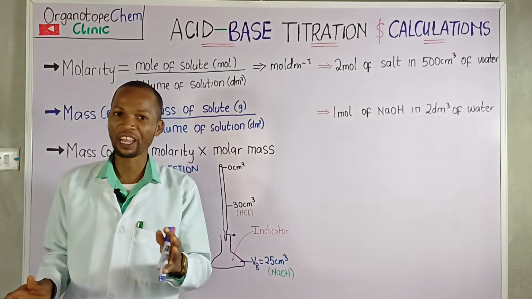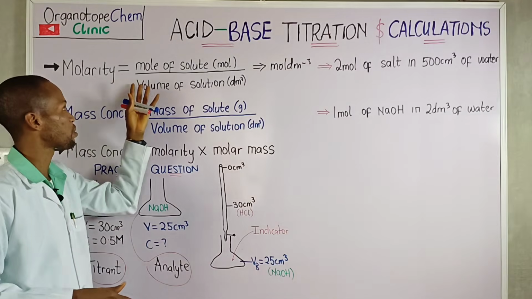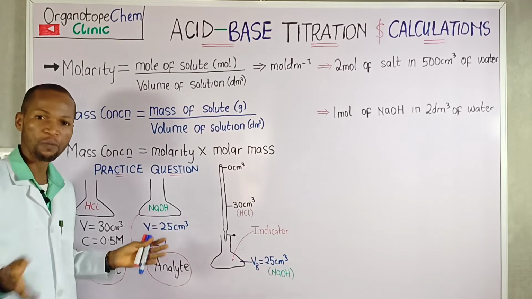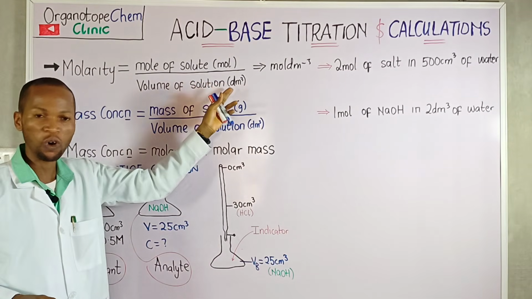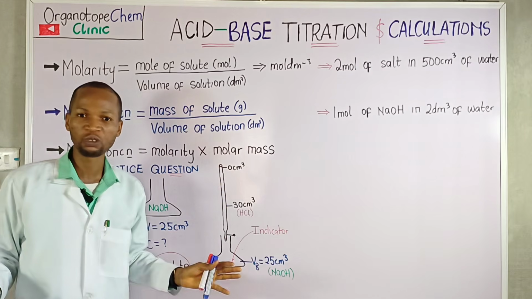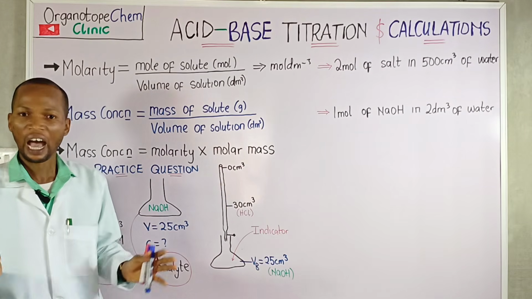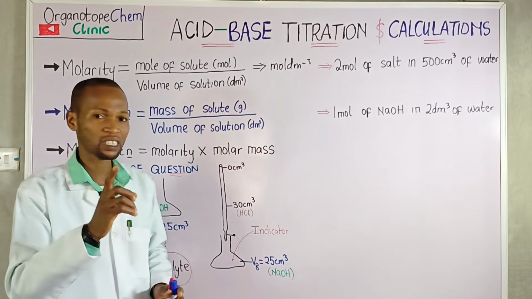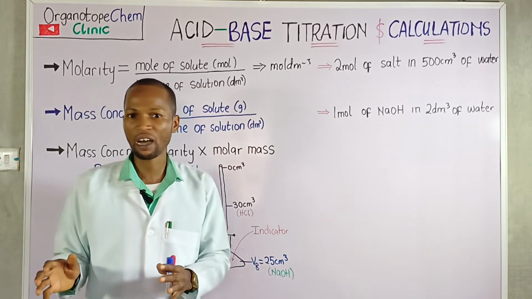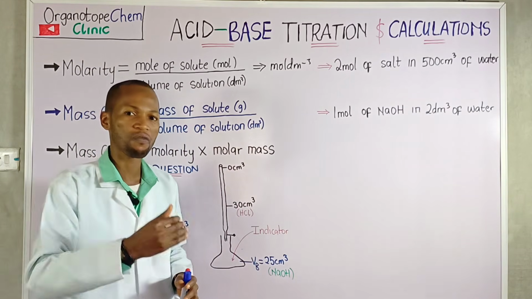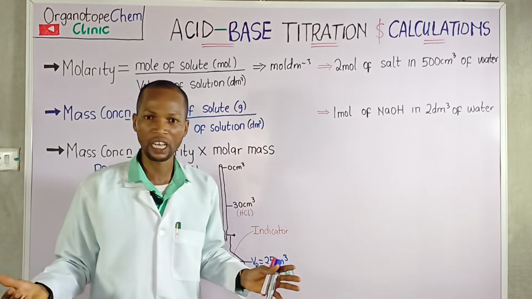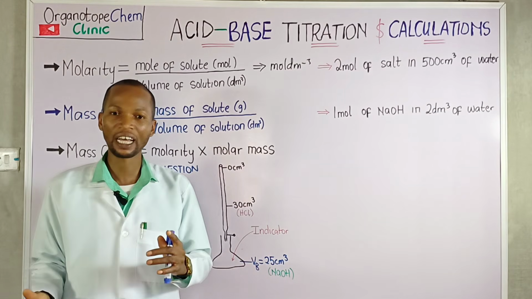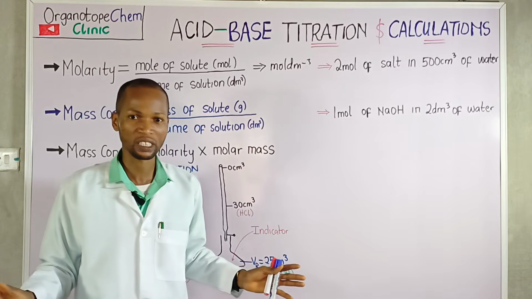How do we determine the molarity of a solution? The molarity of a solution is the ratio of the number of mole of solute in mole to the volume of solution in dm cube. How do we convert from cm cube to dm cube? Note that in every titration calculation you are expected to convert from cm cube to dm cube by doing what? That's right, by dividing by 1000.